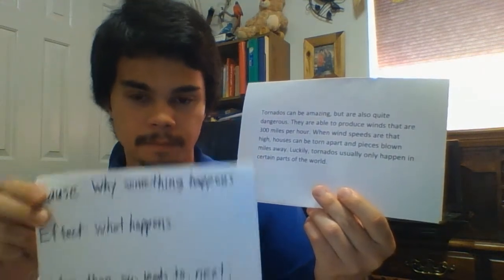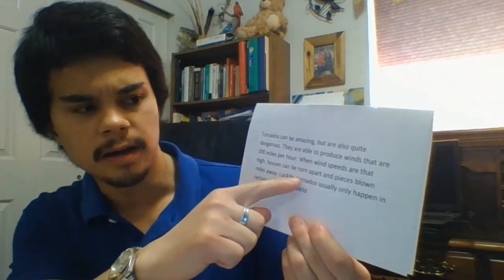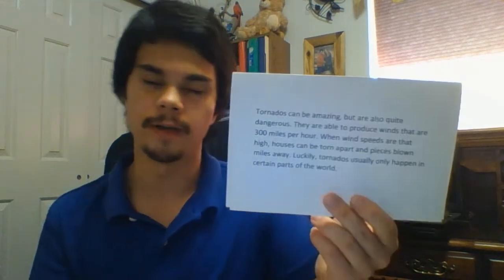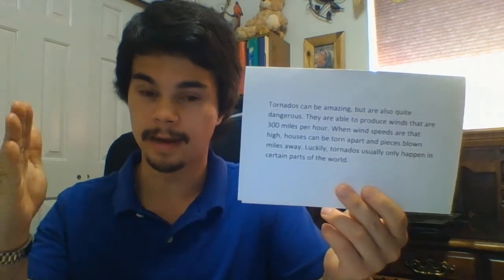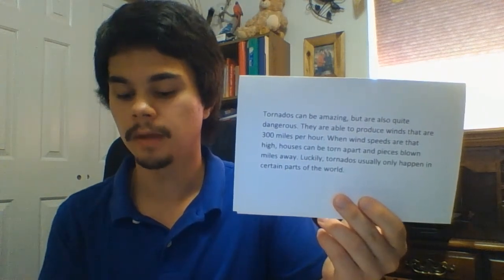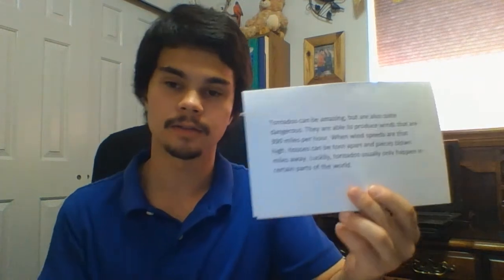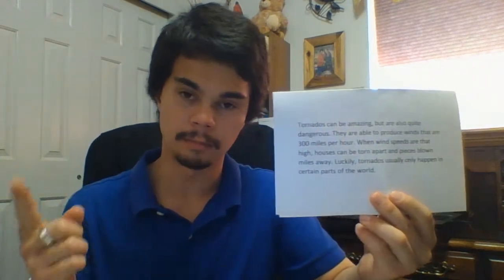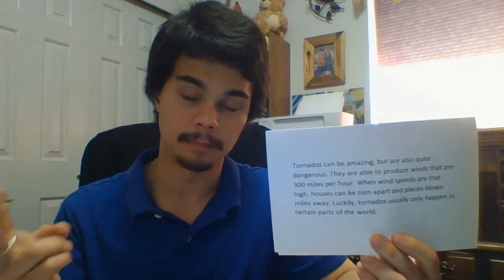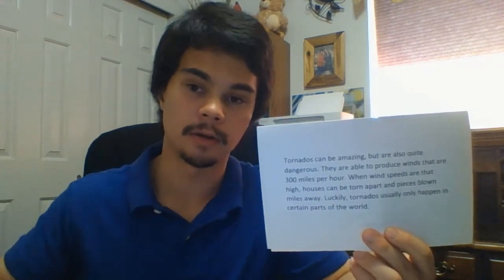Does it come first? Yes. Houses can be torn apart and pieces blown miles away. Does that happen because the wind is blowing really fast and really hard? Yes, that would be our effect. So the cause, wind blowing really fast. The effect, or what happened because of that, is houses are torn apart.